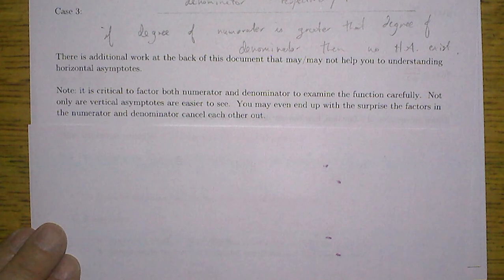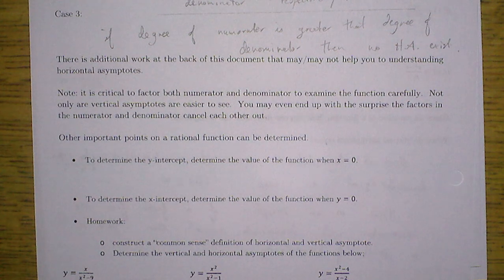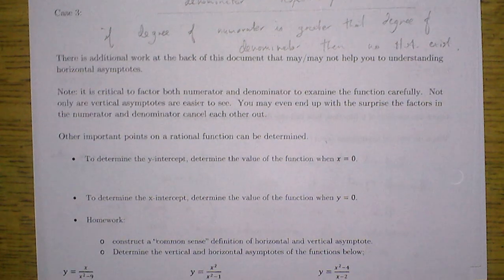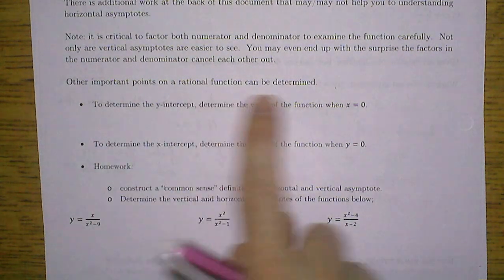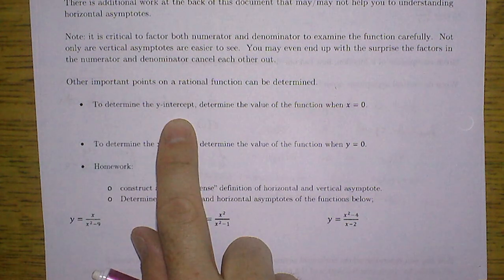So I'm just going to say it's very critical that you factor both the numerator and the denominator. When you factor the numerator and denominator, it really gives up the secrets of the function, especially of our rational function. You're able to better differentiate the horizontal and vertical asymptotes, as well as points of discontinuity and whether or not factors cancel each other out. Other important points on a rational function can be determined too. Well, the y-intercept is very easy.